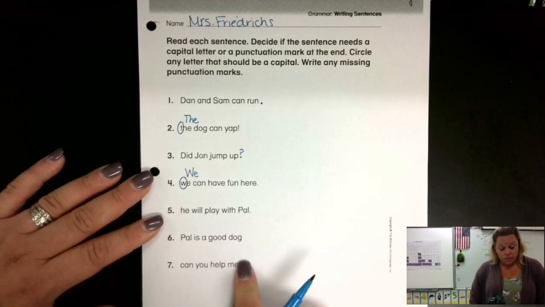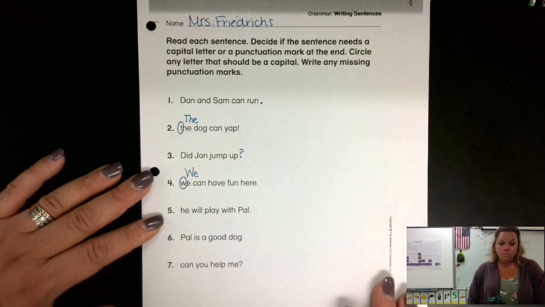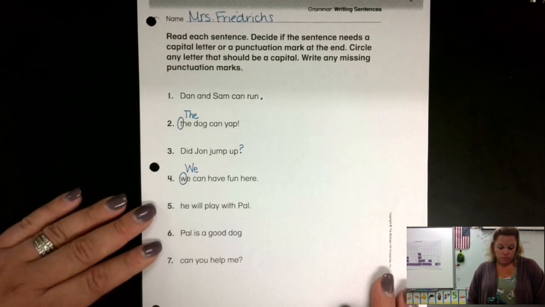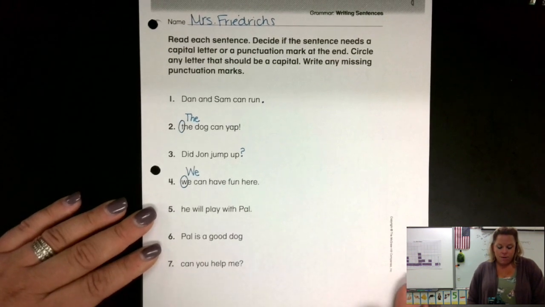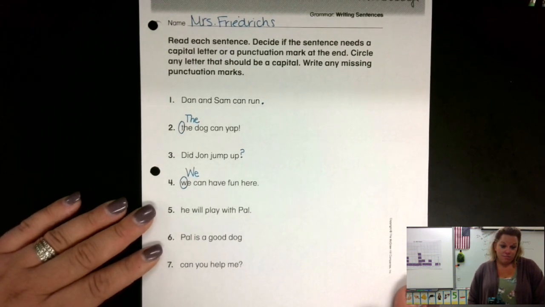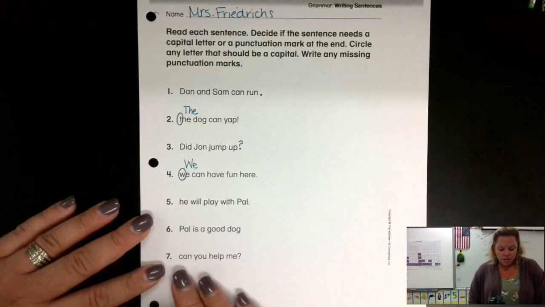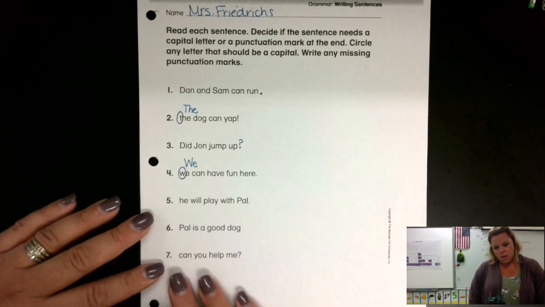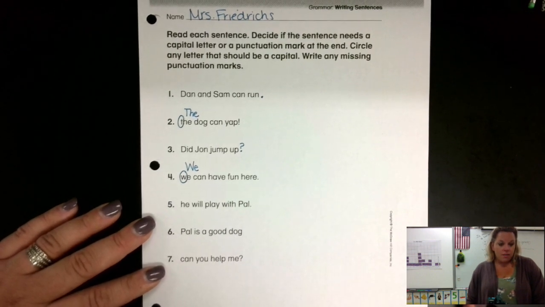These last 3, I'll read them, but you need to put the answers in. He will play with Pal. What's wrong with that sentence? Number 6, Pal is a good dog. Did you find the error there? Okay, let's look at number 7. Can you help me? What's wrong with sentence 7?